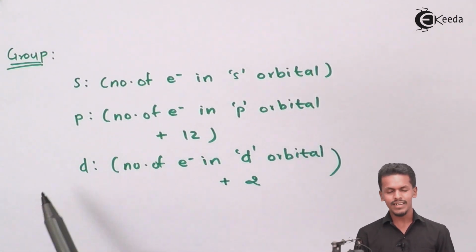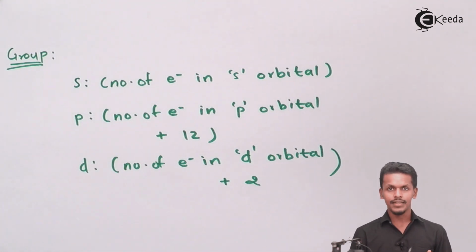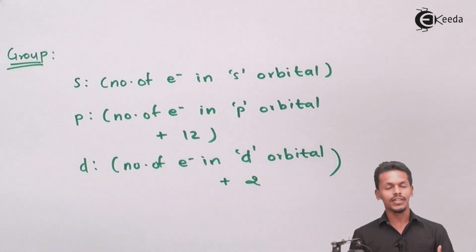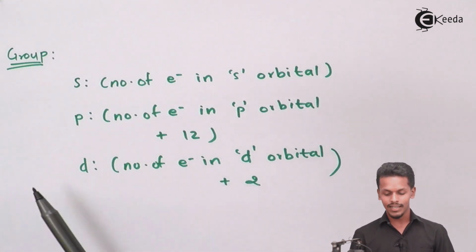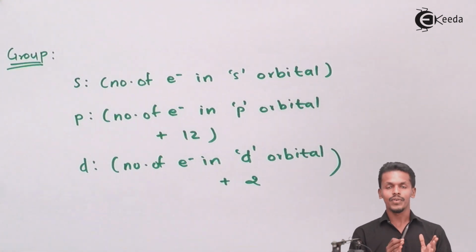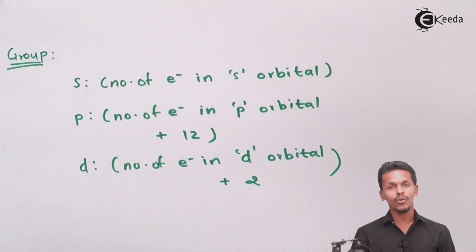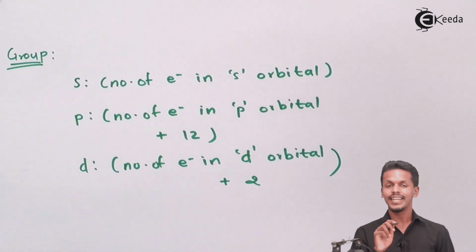This is because once the S block ends, the D block starts after that, so continuously the D block will start. First S will come, then D, and then P, as we move from left to right in the periodic table. So S comes first, then D, then P, then F. But while writing the electronic configuration, we always write S, P, D and F.